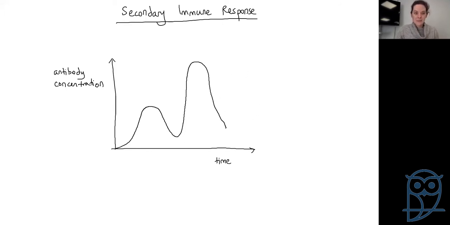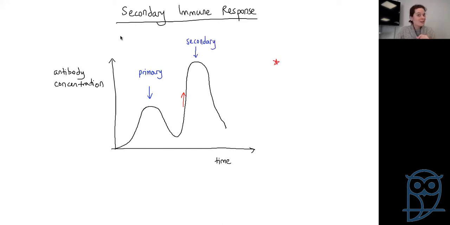Okay, so there are two important features here. One of them is that this response here is steeper. It's a faster response. So, oh, we should have started it at the very beginning, hey? This was the primary immune response, where we created those memory cells. This here is our secondary immune response.